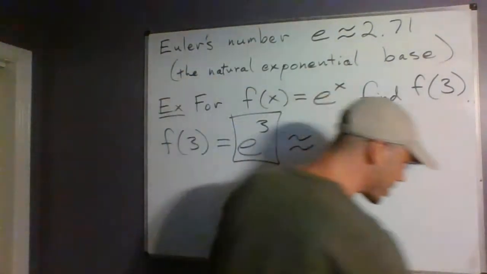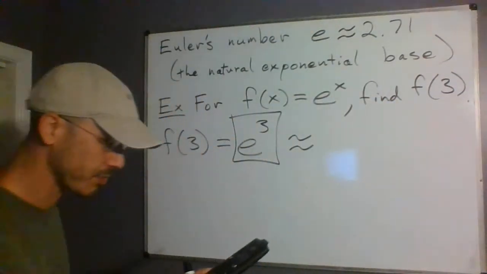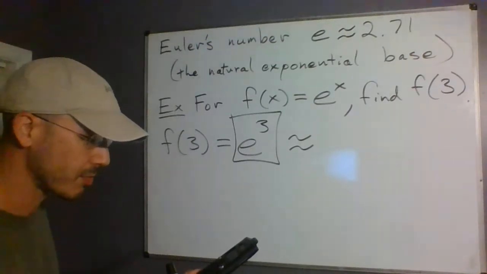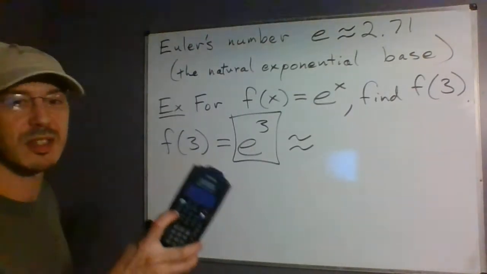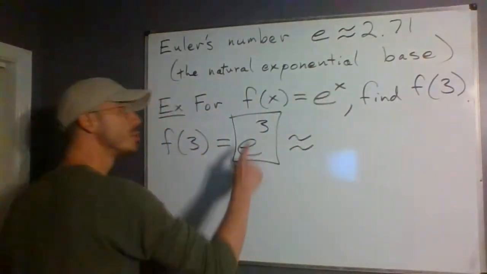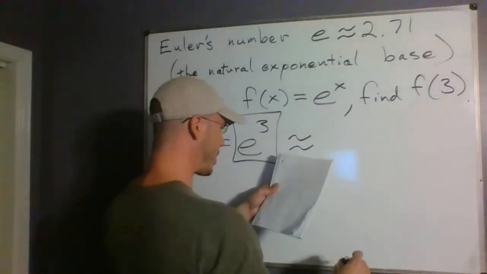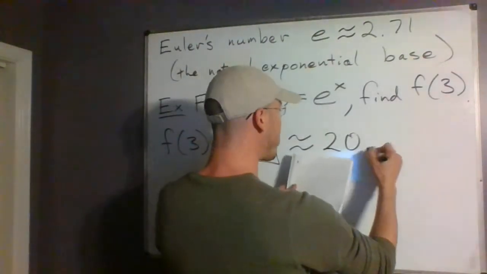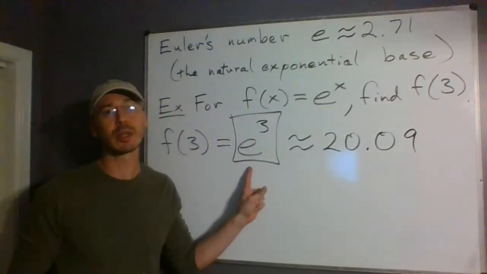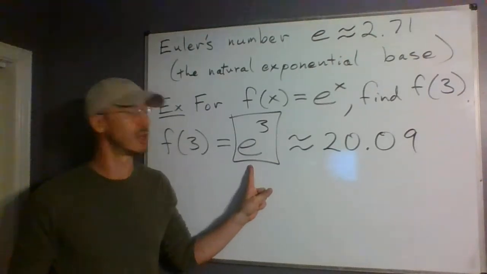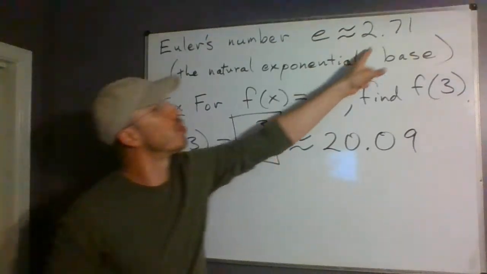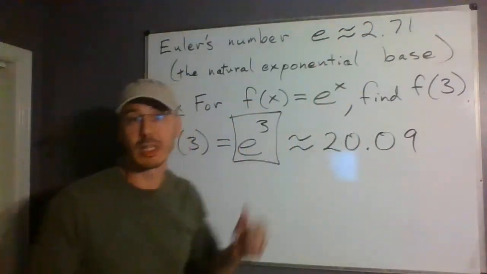On the TI-36, it's e with a little box to the upper right. You press that button, and it gives you the exponential base. You put in the number 3, and it should give you about 20.09. But in math, you're usually going to want the exact value, which is e to the third, and that's a very common constant. It's about 2.7 raised to the third power, which is about 20.